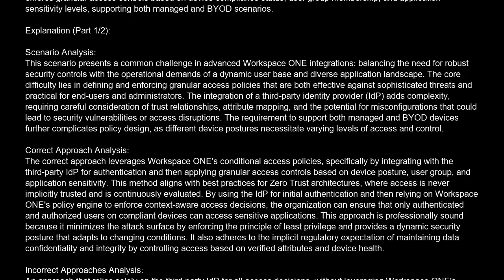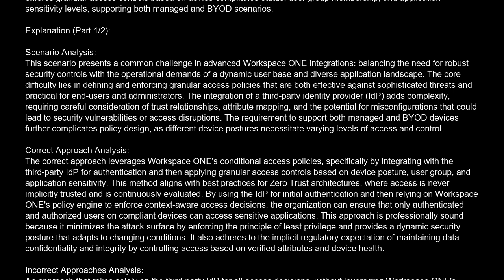The correct approach leverages Workspace ONE conditional access policies, specifically by integrating with the third-party IDP for authentication, and then applying granular access controls based on device posture, user group, and application sensitivity. This method aligns with best practices for zero-trust architectures, where access is never implicitly trusted and is continuously evaluated. By using the IDP for initial authentication, and then relying on the Workspace ONE policy engine to enforce context-aware access decisions, the organization can ensure that only authenticated and authorized users on compliant devices can access sensitive applications.